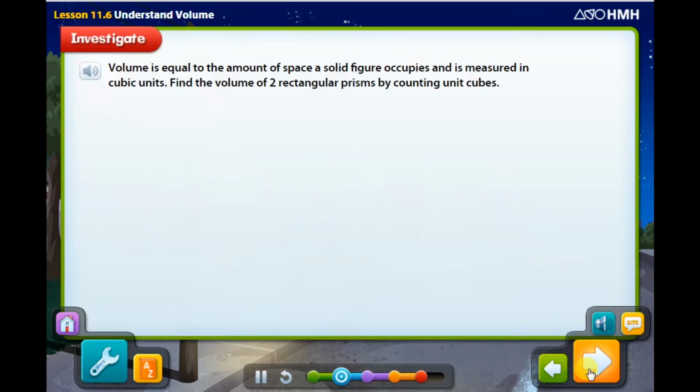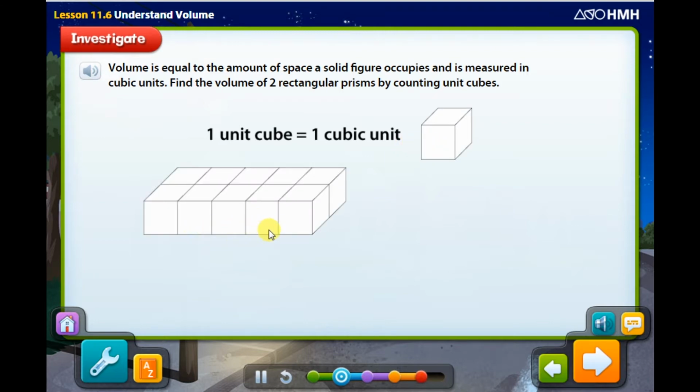Let's find the volume of rectangular prisms. Volume is equal to the amount of space a solid figure occupies and is measured in cubic units. Find the volume of two rectangular prisms by counting unit cubes. Each unit cube is equal to 1 cubic unit. We can add the total number of unit cubes within this first prism to find the volume. So first, how do we measure the volume? By counting how many unit cubes or cubic units.